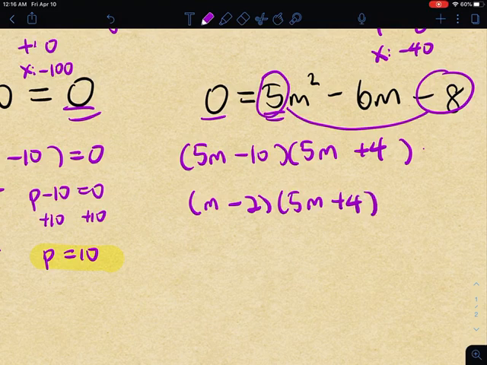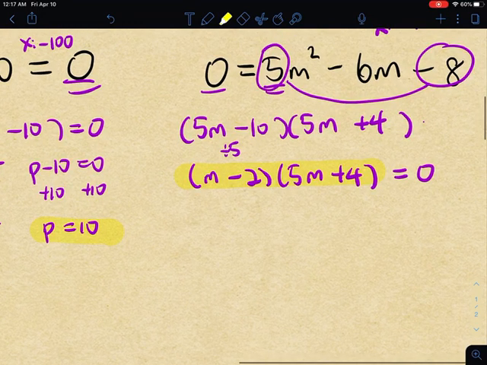Okay, so the first factor, I can divide it by 5. So I'm dividing by 5. And then 5m plus 4, I really can't do anything with that. Okay, so this right here is how we can factor 5m squared minus 6m minus 8.